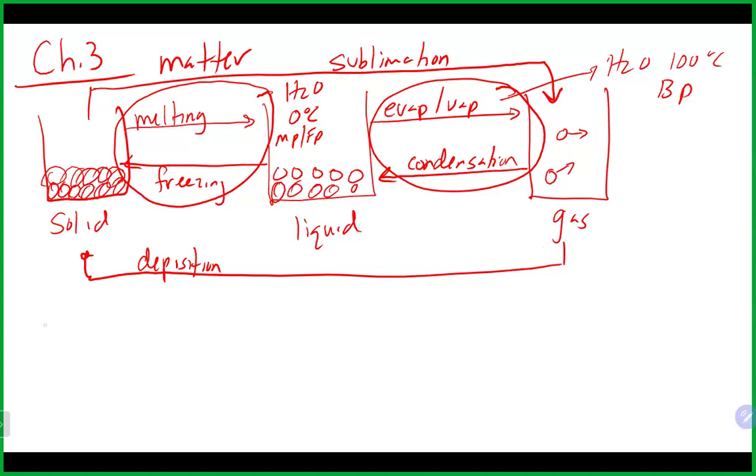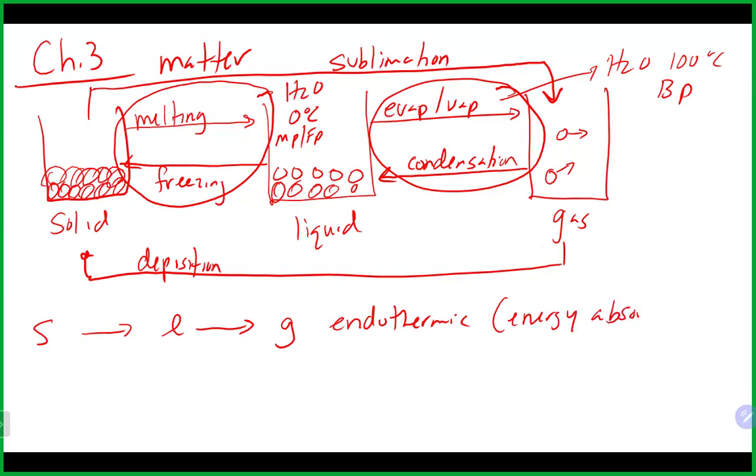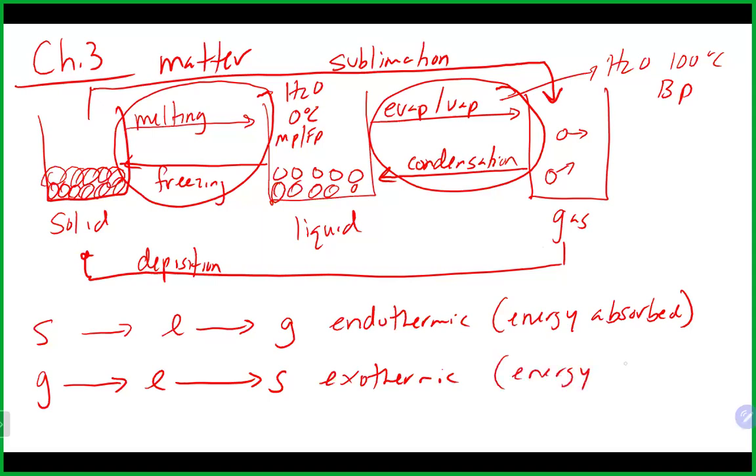As we go from solid to liquid to gas, those are all endothermic processes. Energy is absorbed. And obviously, as we go the opposite way, if we go from gas to liquid to solid, energy has to be released for everybody to slow down. And that is an exothermic process. Energy is released in this case. Questions on that there?